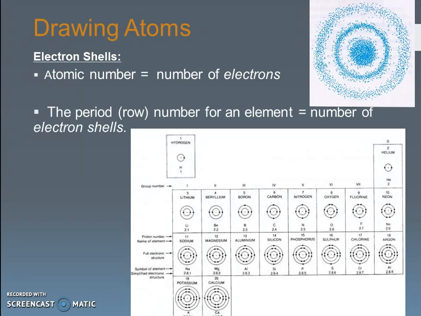Something else, and this may be new to you, is that the period on the periodic table, which are your rows going horizontally, that actually tells you how many shells the atom is going to have. So hydrogen and helium, they're in that first row, so they only have 1 shell. If you go down, everything in the next row has 2 shells, and so on and so forth.